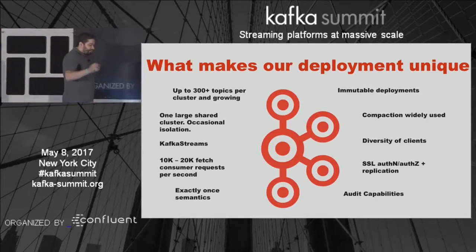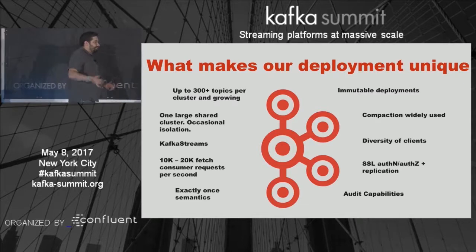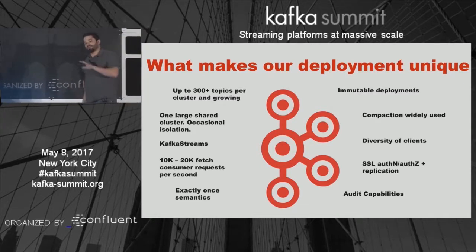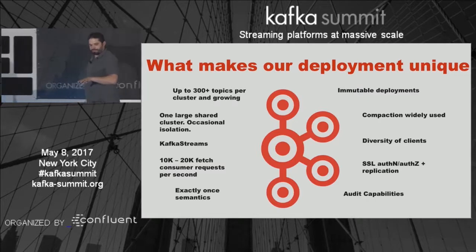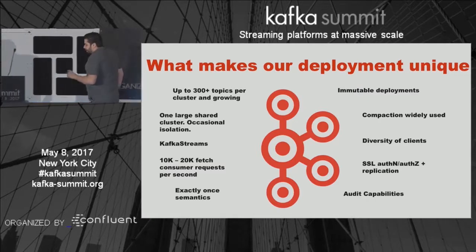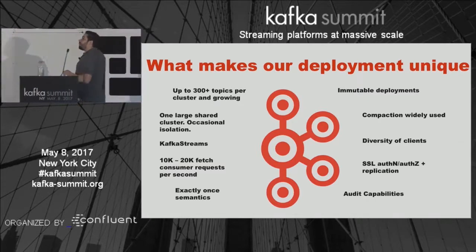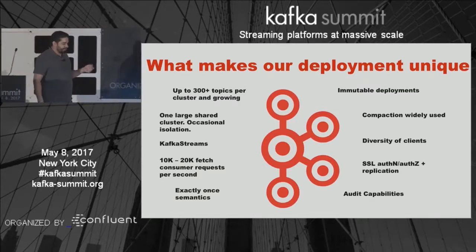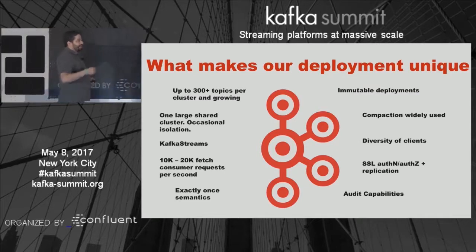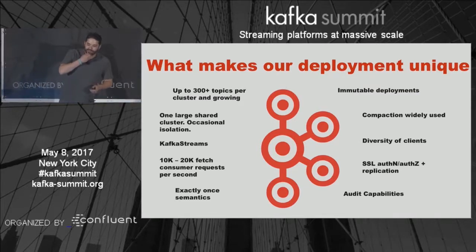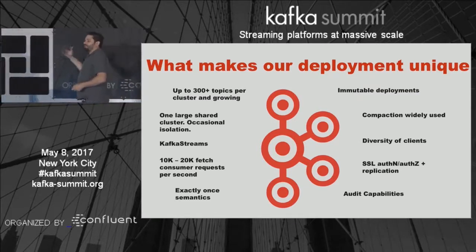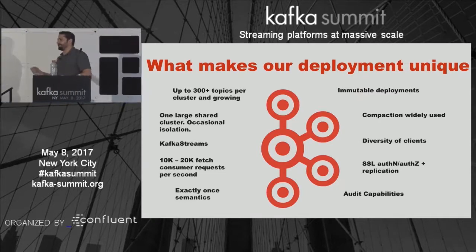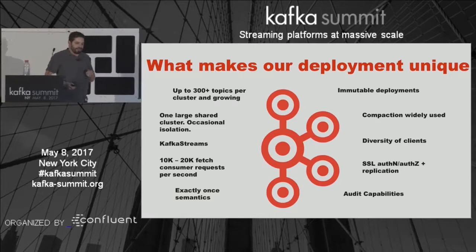We have one large enterprise cluster for business event messaging, and occasionally we spin off a shared cluster or an isolated cluster for various reasons. Kafka Streams is becoming more and more a technology that people are talking about. We recently upgraded our environments to 0.10, and teams are beginning to ask about streams as a mechanism to do stateful stream processing and replace some stateless services with stateful services.